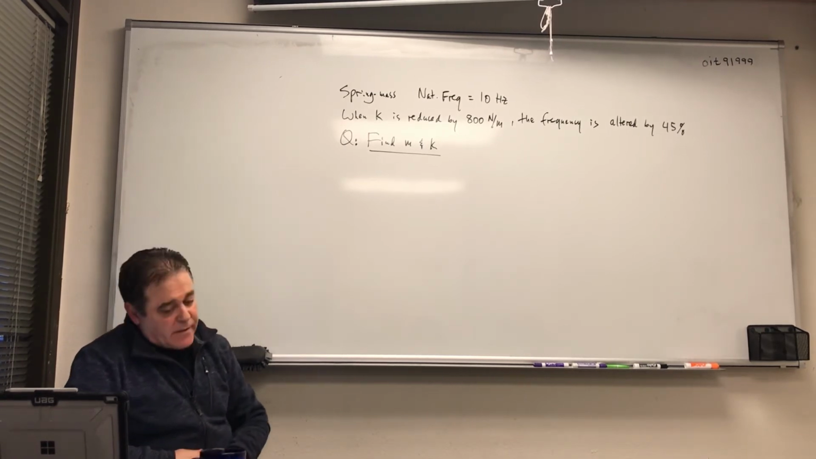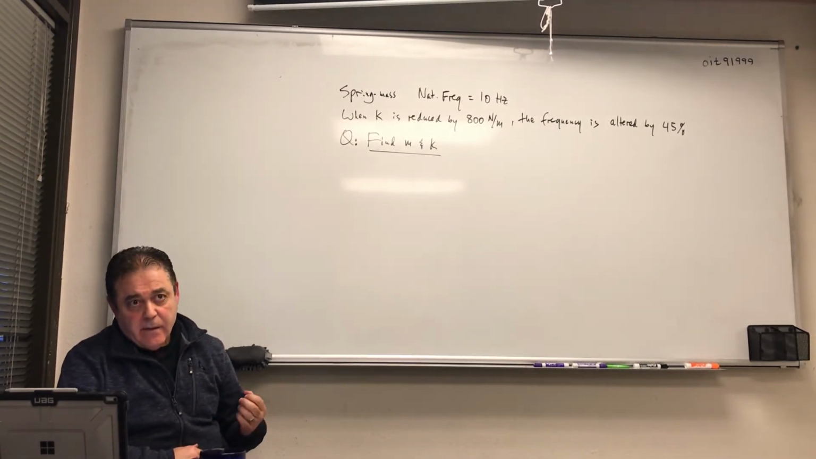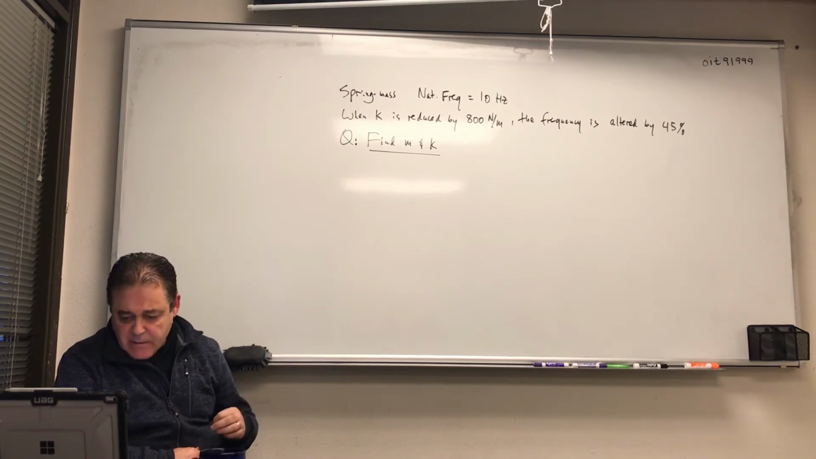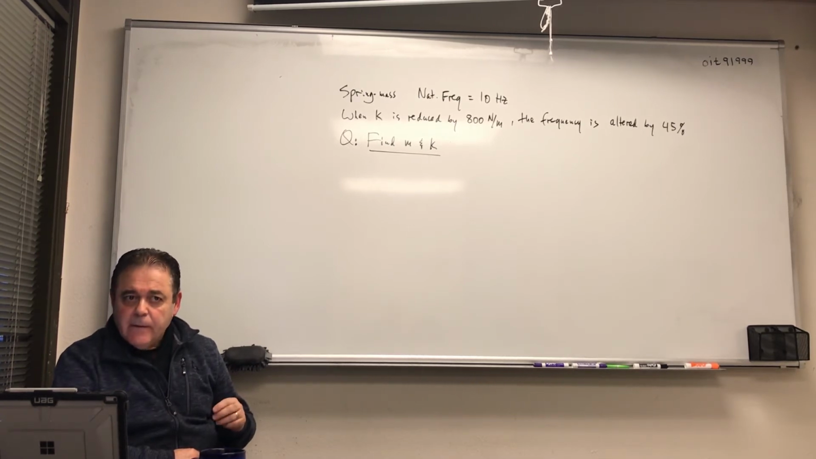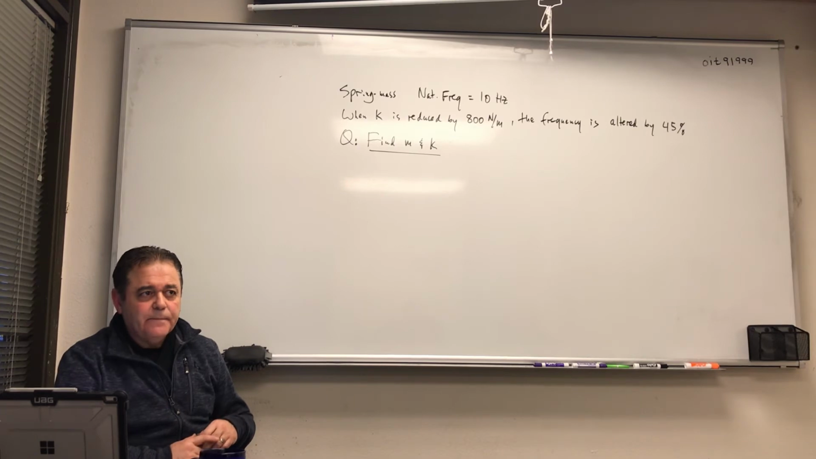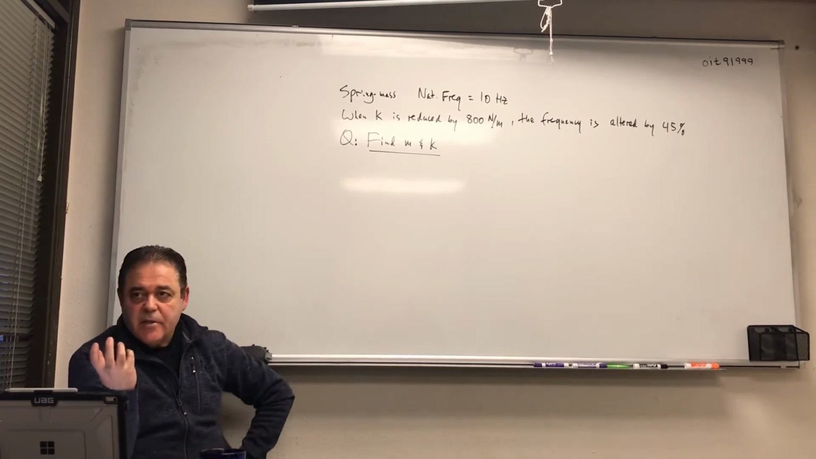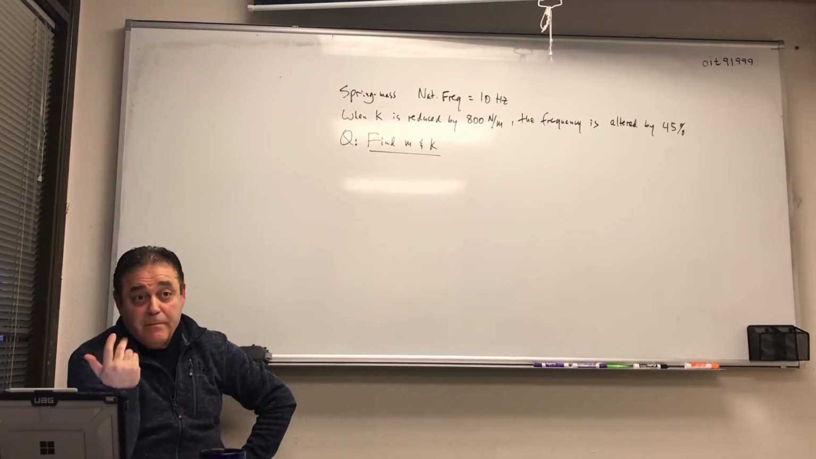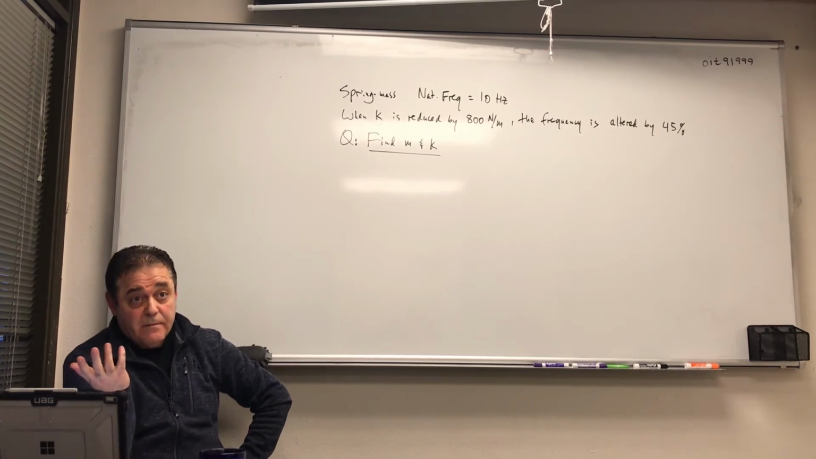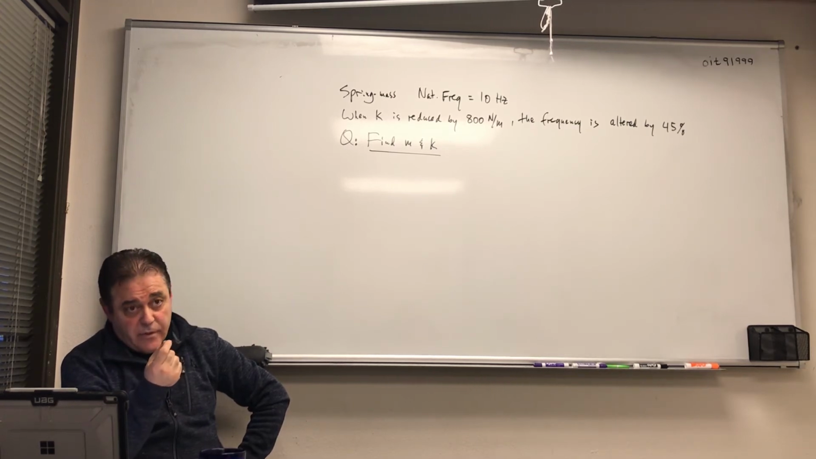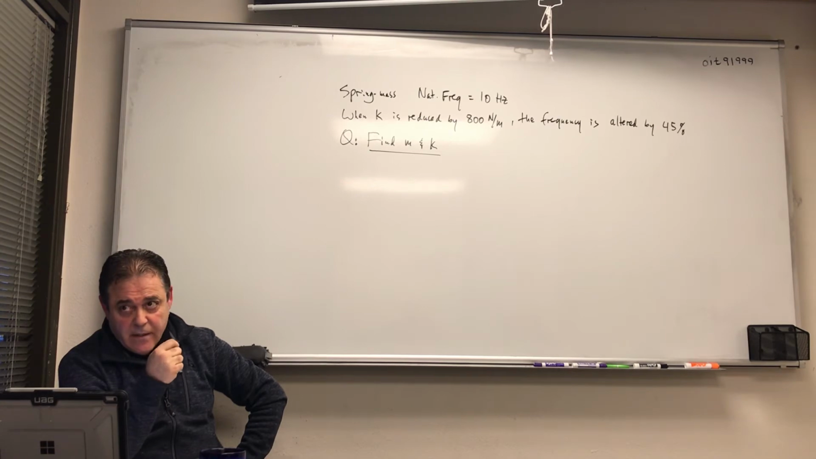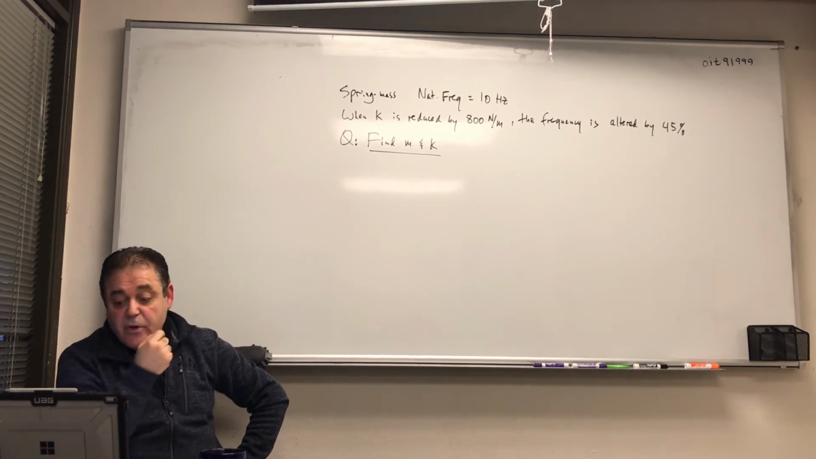Fine. The natural frequency, we still have to go 2 pi times 10, 20 pi radians per second. So think about this, this is a book question, chapter 2, I think 2.3 or something like that. So you have a mass at the end of the spring. You don't know what the mass is or what the spring stiffness is, right? But if you reduce the spring stiffness by 800, the frequency is altered.